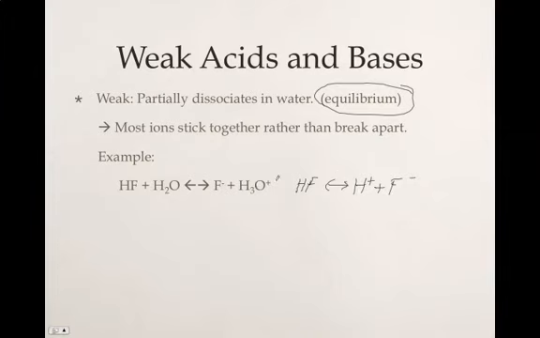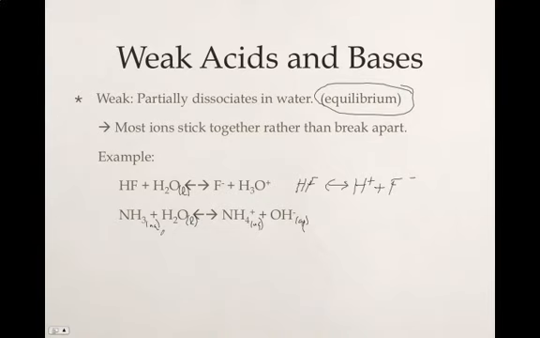And an example of a weak base is ammonia. Ammonia reacts with water to form the ammonium ion plus hydroxide. So when you're writing it and you include the H2O, remember that that's a pure liquid. Everything else is an aqueous substance. And the reason that's important is because when we're writing our equilibrium expressions later on, it's important to remember that pure liquids do not go into our equilibrium expressions.